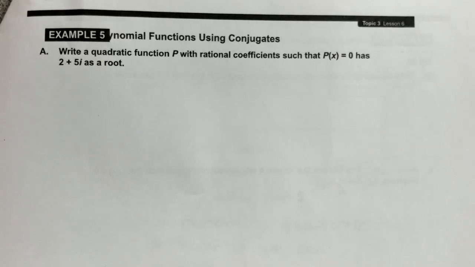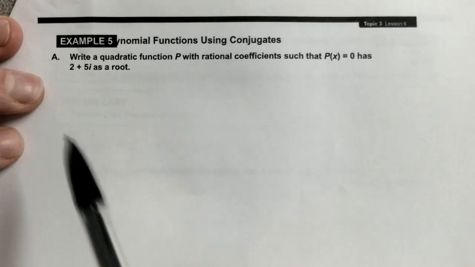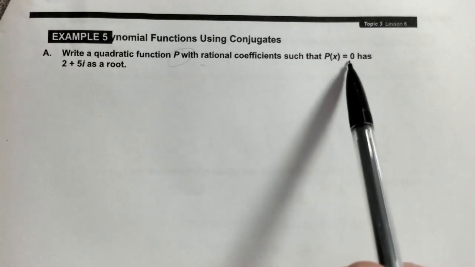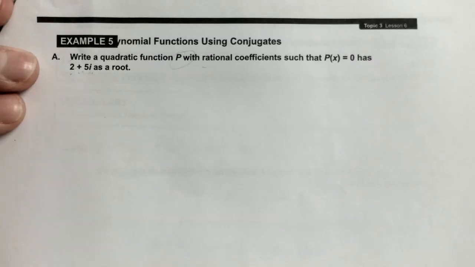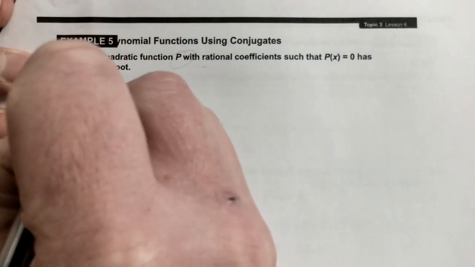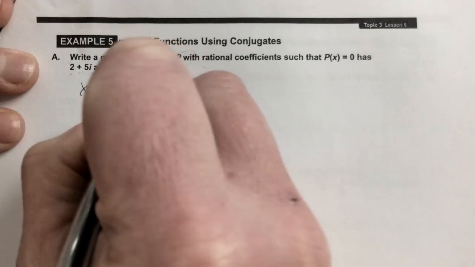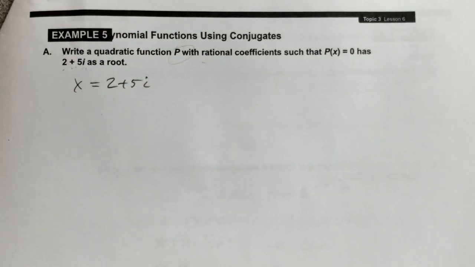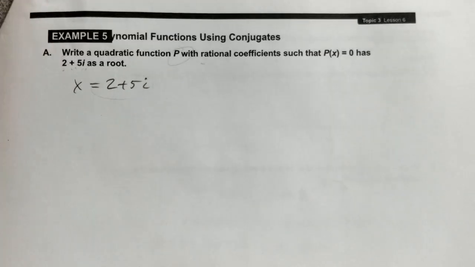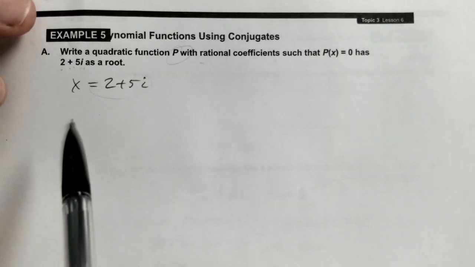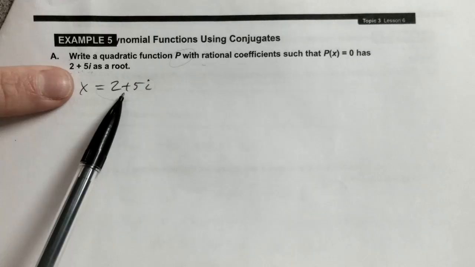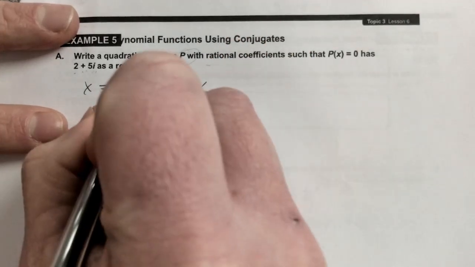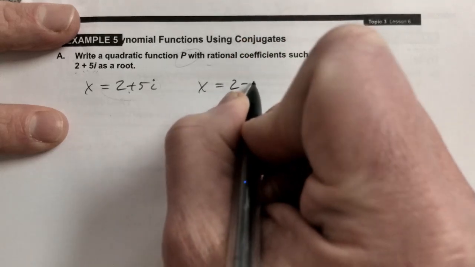All right, we're going to finish up the 3-6 notes. This says, write a quadratic function p with rational coefficients such that p of x equals 0 has 2 plus 5i as a root. So we start with x equals 2 plus 5i. If you remember, we have to have the conjugate. All complex and irrational zeros have to have the conjugate. We just switch that middle sign, so x equals 2 minus 5i.